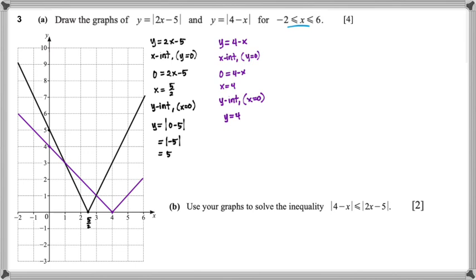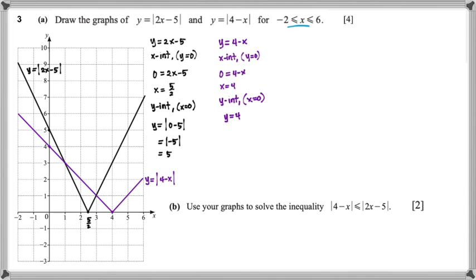So I can write it down here. This line, the black one, is y is equal to the modulus of 2x minus 5, and the purple one is y is equal to the modulus of 4 minus x. Alright, so that gives us the 4 marks, guys: getting the x and y intercepts and then plotting correctly the given lines.